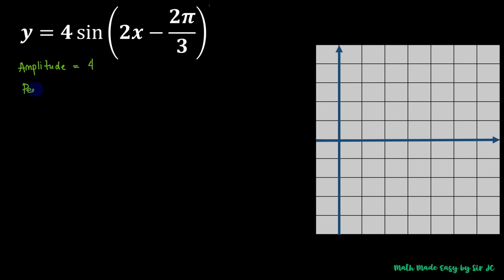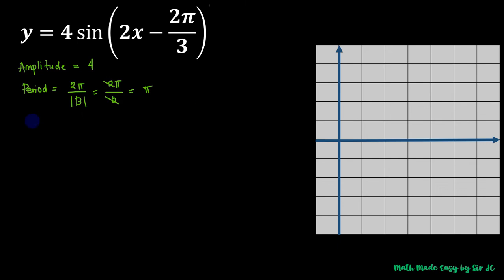Then the period will be 2 pi divided by b. Okay, so we have 2 pi. As you can see in the given, the b is equal to 2, the coefficient of x. Therefore, we have 2 pi divided by 2. Cancel the 2, we have pi.